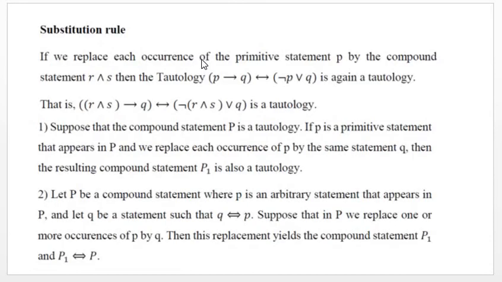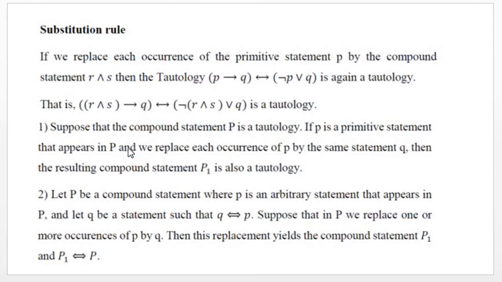Substitution rule. If we replace each occurrence of the primitive statement P by the compound statement R and S, then the tautology P implies Q if and only if negation P or Q is again a tautology. That is, corresponding to P, substitute it as R and S. So we get R and S implies Q if and only if negation of R and S or Q is a tautology.